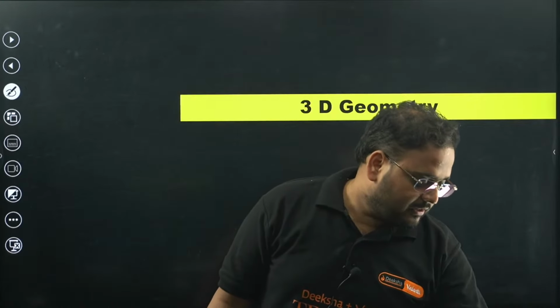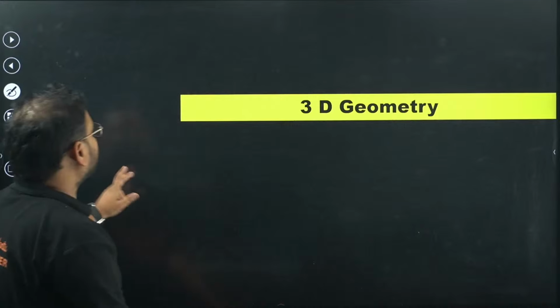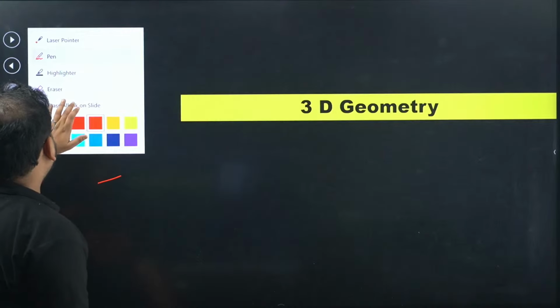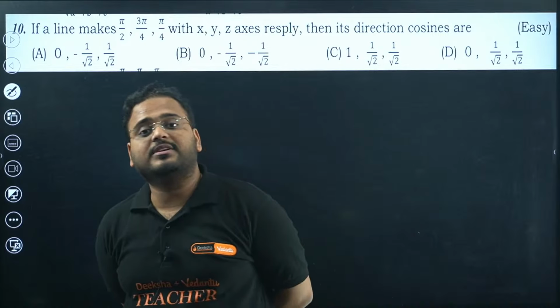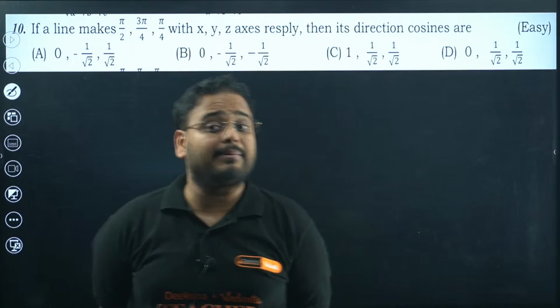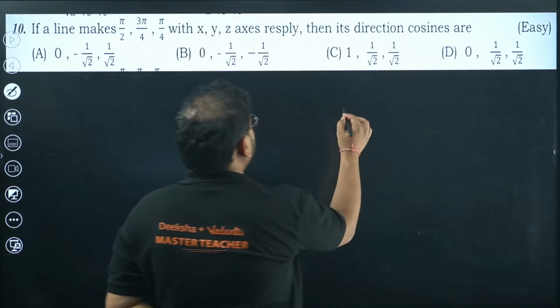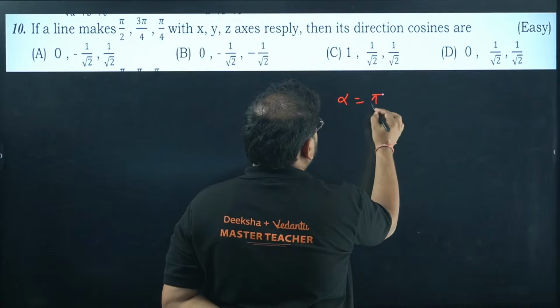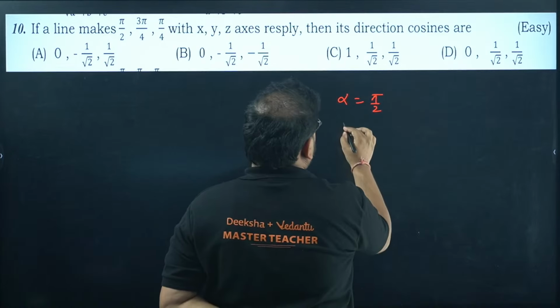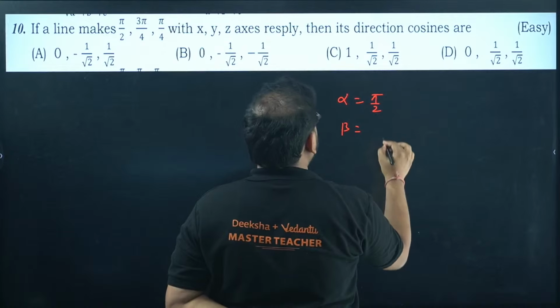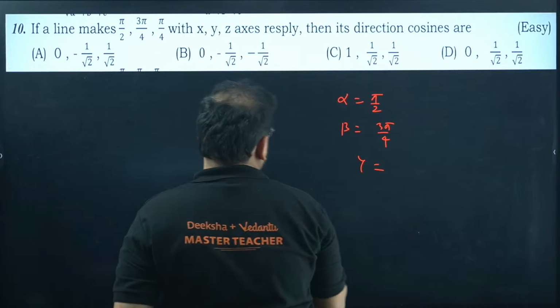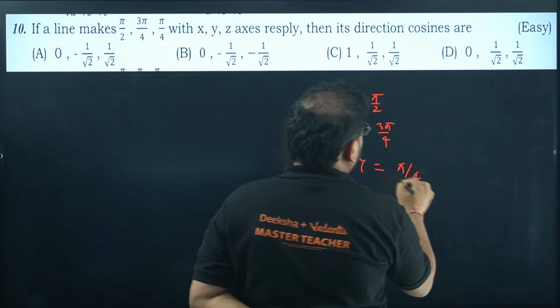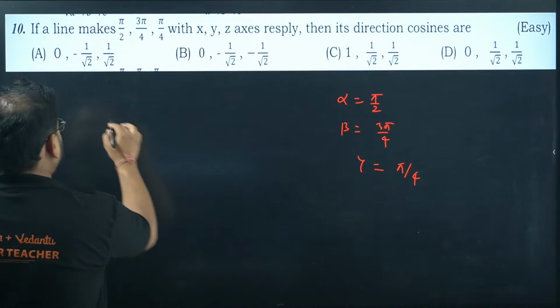First we're going to start with 3D geometry. The first question will come from 3D geometry. Have a look at this side. The question says a line makes angles, alpha is pi by 2, beta is 3 pi by 4, and gamma is pi by 4. What are they asking? They're asking for the value of DCs, direction cosines.